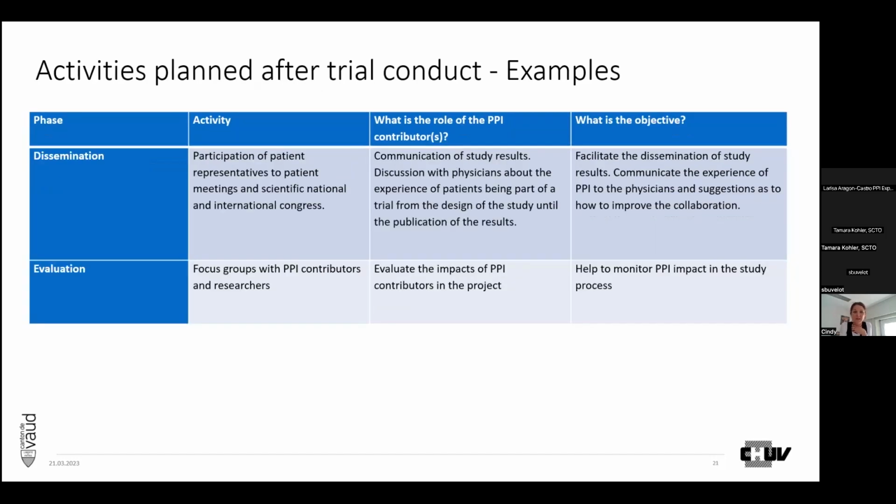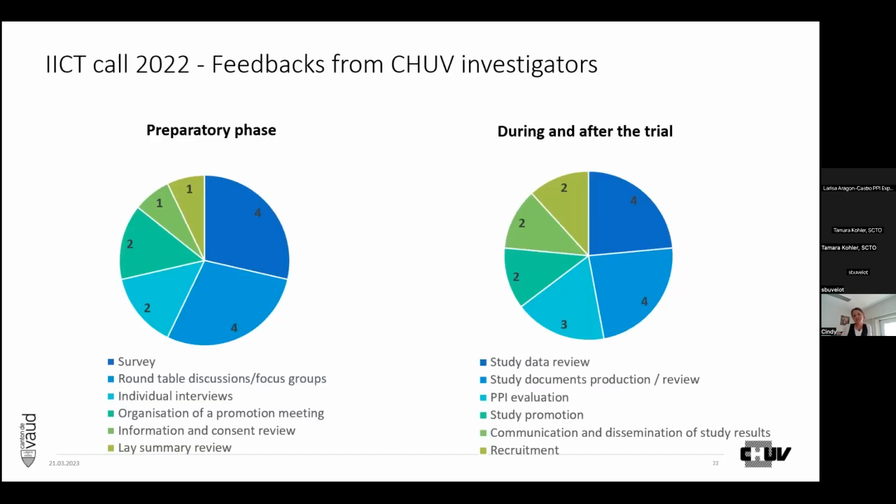And you can also ask PPI contributors to help you review research data with the patient perspective and discuss those results. And as previously said, for after the trial, you can ask PPI contributors to help you communicate study results and discuss also with physicians about the experience of patients being part of the trial, from the design of the study until the publication of the results. And you can also involve PPI contributors to evaluate the impacts of PPI, for example, through focus groups.